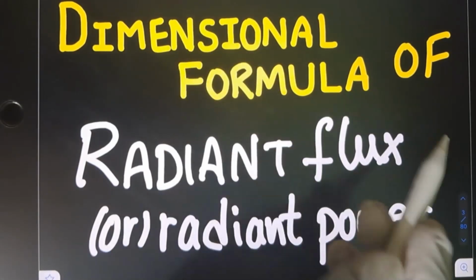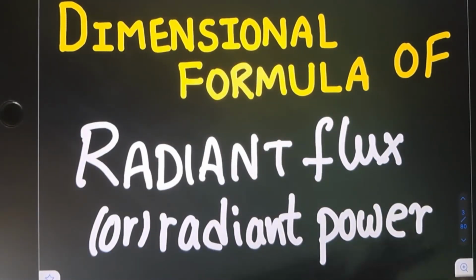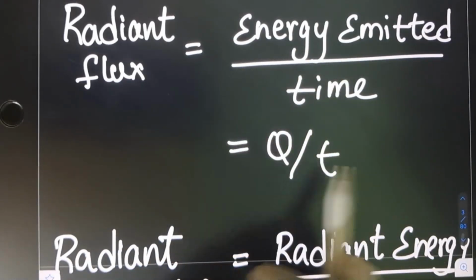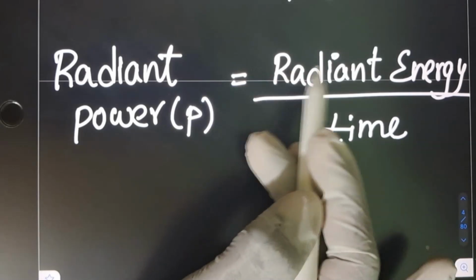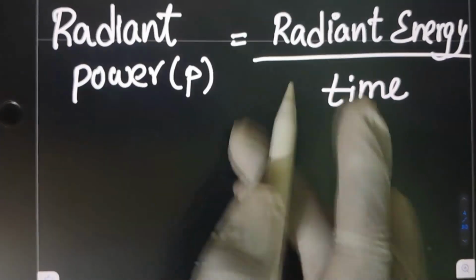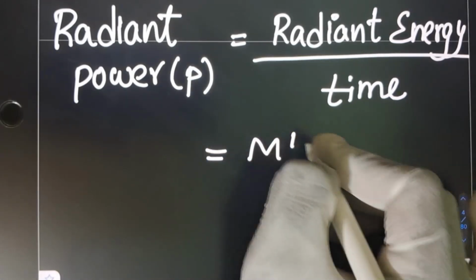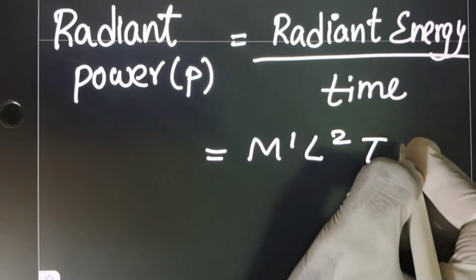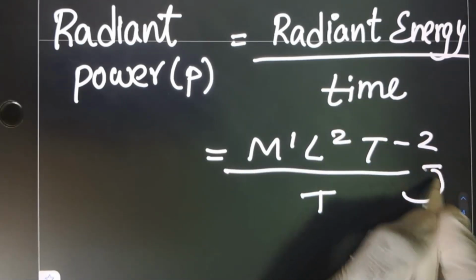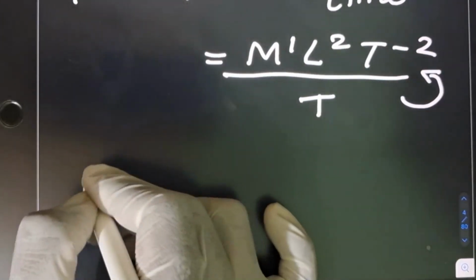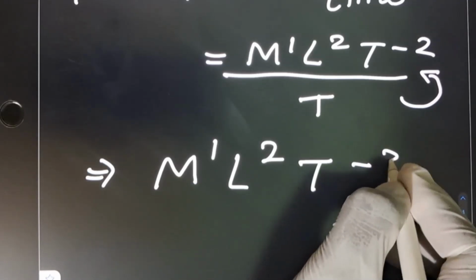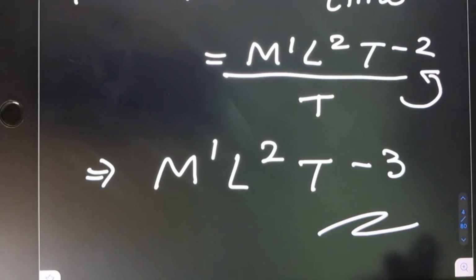To find the dimensional formula of radiant flux or radiant power denoted by the letter P. Radiant flux is equal to energy emitted by time, Q by T, where radiant power P is equal to radiant energy by time. So we must know the dimensional formula of energy first. It is M^1 L^2 T^-2 by time T. On reciprocal of T time, we get M^1 L^2 T^-3. This is the radiant flux or radiant power dimensional.